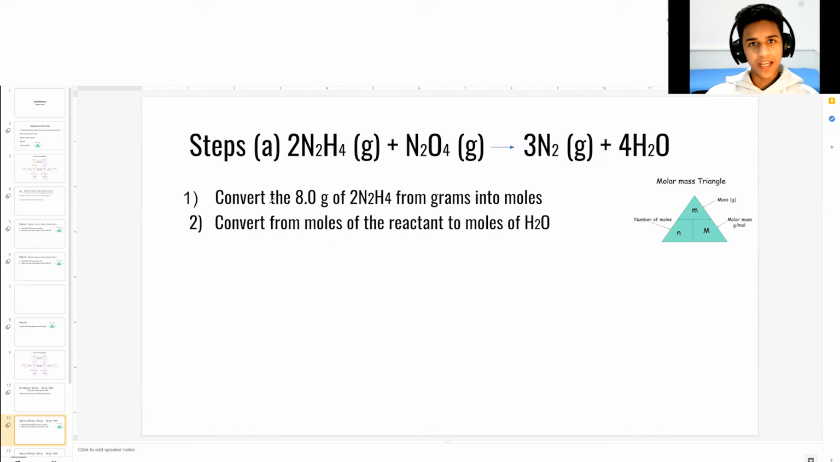So the first step, as the last one, is to convert the 8.0 grams of N2H4 from grams into moles. And actually, it's not 2N2H4; it's just N2H4, because we don't take the coefficient into account for the moles of it. It's just N2H4. I'm sorry for this.